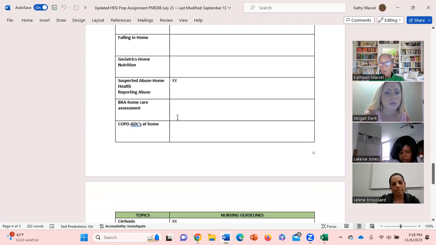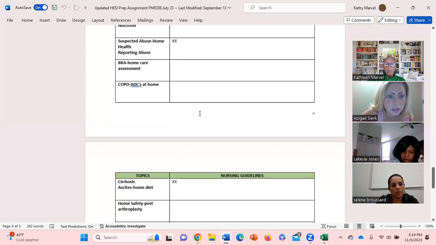Suspected home abuse. What are we looking at? What kinds of red flags would be present for us to suspect abuse in the home? This one's about below the knee amputation home care assessment. Oh, okay, and what is it? Below the knee, BKA, below the knee amputation.